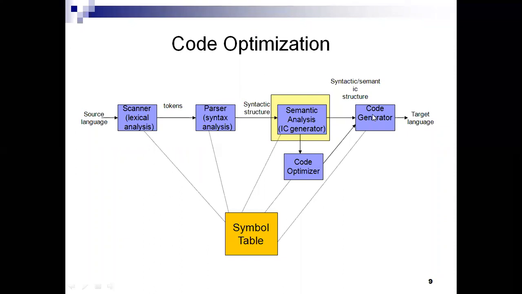And finally, this IC structure is given to the code generator. Then here we generate the target language, which should be in object code form. It is an efficient target language that we need to generate, right? This is about the role of code optimization.